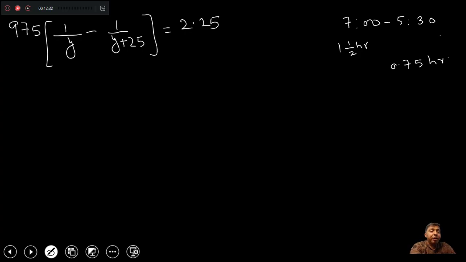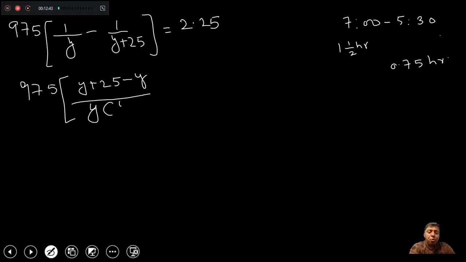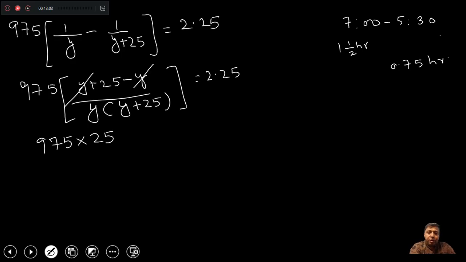Now cross multiply, or rather take LCM in the brackets. So we get y plus 25 minus y upon y into y plus 25 equals 2.25. The y gets cancelled. Now we are going to cross multiply. So 975 into 25. I will also take 2.25 to the other side, so it comes to the denominator, equals to y times y plus 25.